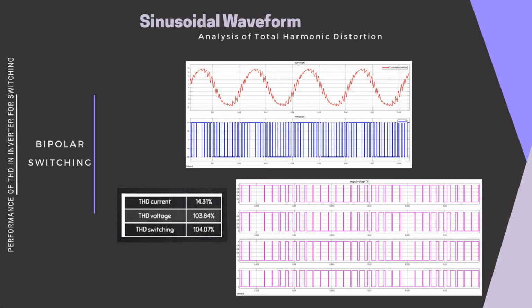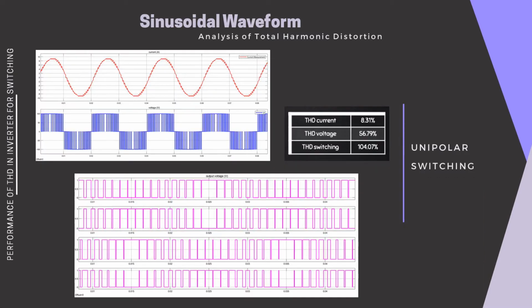And for THD voltage and THD switching waveform is 103.84% and 104.07%. Then, for the unipolar switching, the total harmonic distortion produced better THD level of current, which is 8.31%, and THD voltage is 56.79%, and the THD of switching waveform is 104.07%.